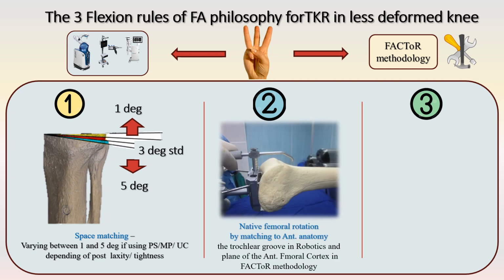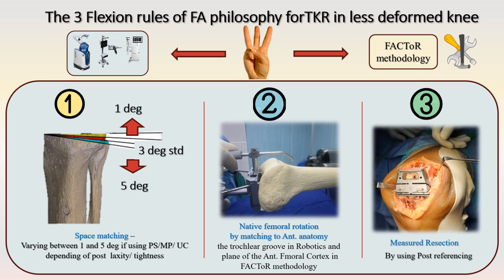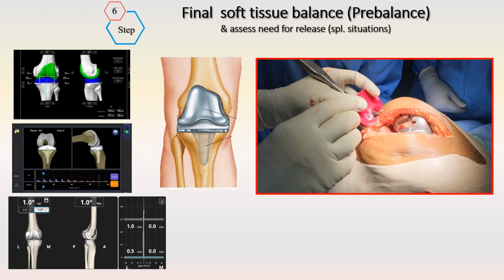Rule number 2, we have to dial in the native femoral rotation, which we covered, how we are able to do both in robotics as well as in the factor methodology. Flexion rule number 3 is that we must always use posterior referencing because we need to have a measured resection, and once we use posterior referencing, we're taking off exactly the same amount of posterior condyles as what we would replace with our TKR component. So these 3 flexion rules are very important when you use FA philosophy in a less deformed knee. We now proceed to step number 6, which is the assessment of the final soft tissue balance.